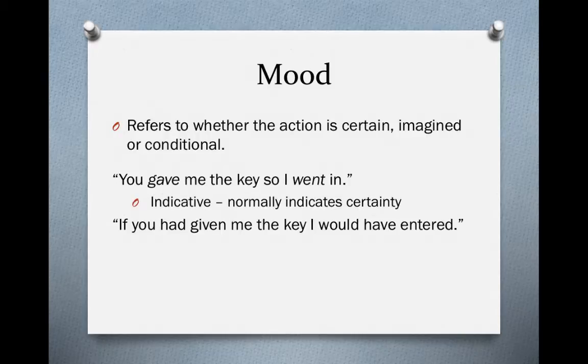In the first example, these would be indicative verbs, which normally indicate certainty. But in the bottom example here, these would be subjunctive verbs, in Greek at least. If you had given me, I would have entered. And that's because they're conditional, and they didn't really happen. Now we're in the realm of the theoretical, and that's generally what the subjunctive does. It refers to actions that are imagined or conditional.